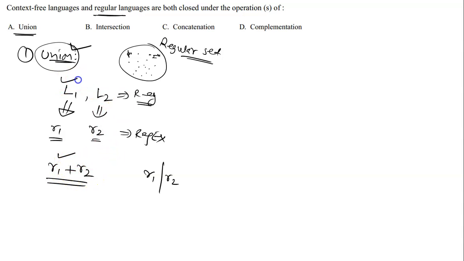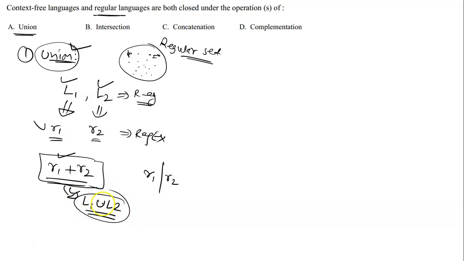So you can see that if L1 and L2 are regular, then they have regular expressions, and we can very easily make the regular expression for L1 union L2. So this R1 plus R2 is the regular expression for L1 union L2, and because for L1 union L2 we have a regular expression, we can say that L1 union L2 is also regular. Hence if L1 and L2 both are regular, then their union will also be regular. So we can say that the set of regular languages is closed under union operation.